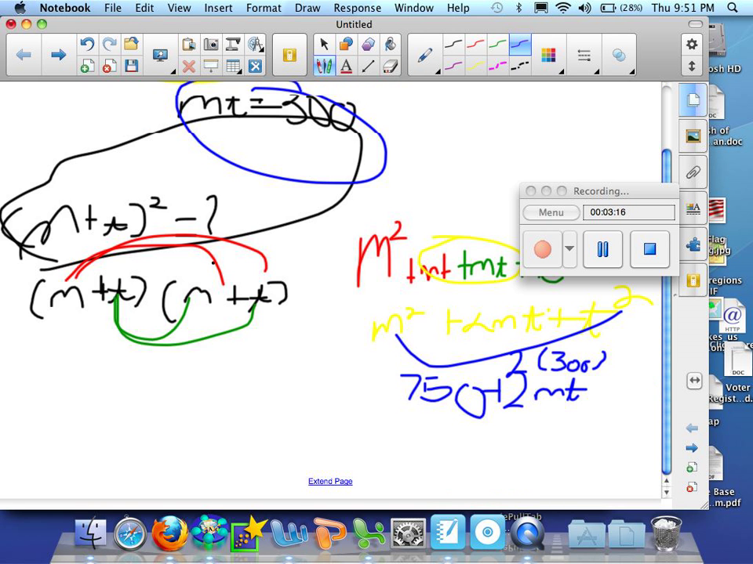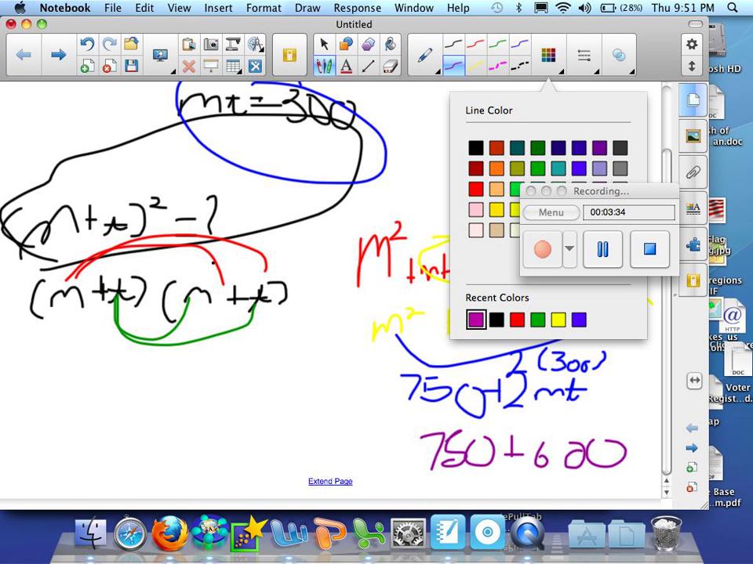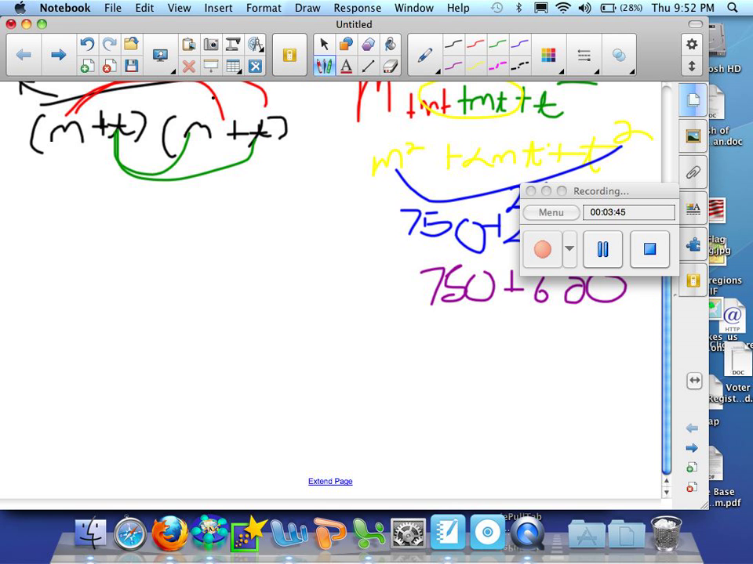Let me scroll down. All right, so we get 750 plus 600. And oh my goodness, it gives us the right answer. The actual answer to this is 1350. And that's the answer.